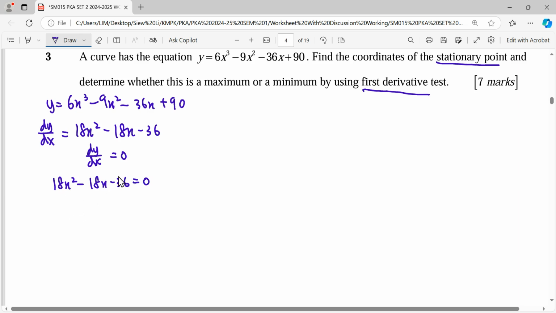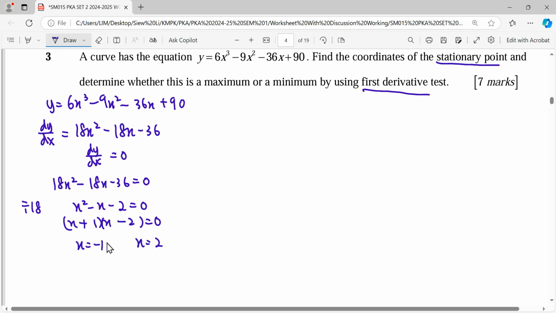So we can see our quadratic is in a multiple of 18. We can simplify it by dividing by 18. Then only we can do this factorization correctly. So our x will be negative 1 and 2.